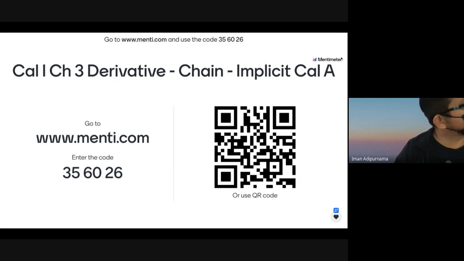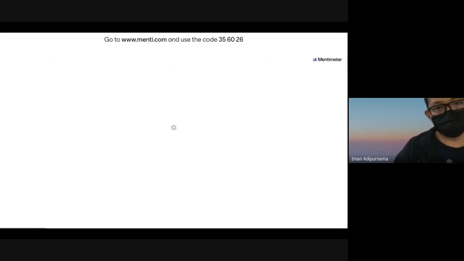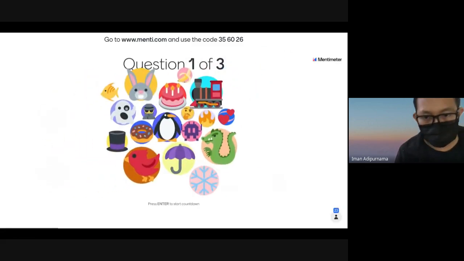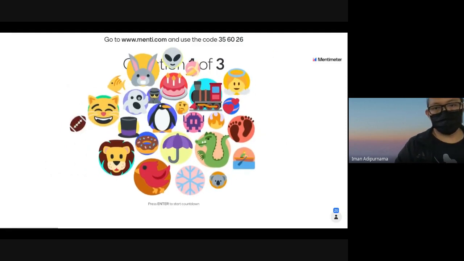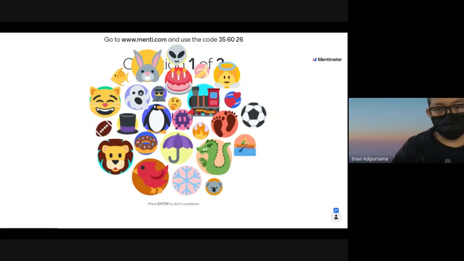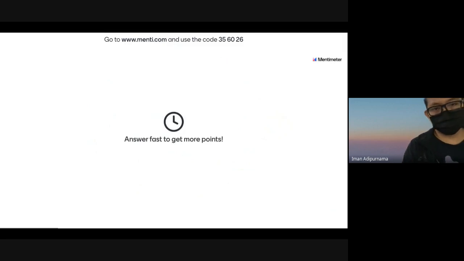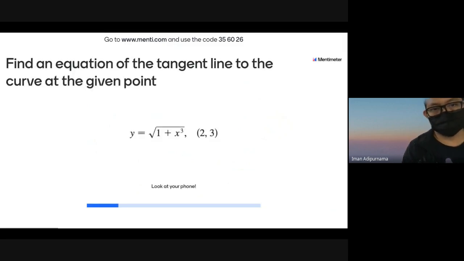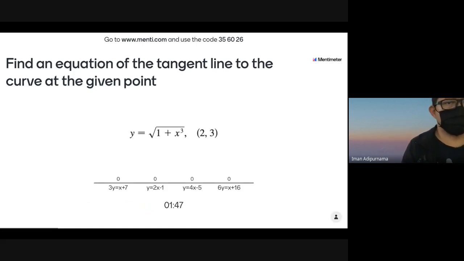Okay, let's start. I have 3 questions for today. I hope it's enough, and the time is also enough. Okay, 3, 2, 1. Let's start. So find the equation of the tangent line to the curve at the given point. Okay, 1 minute, 40 something seconds. I hope that's enough.